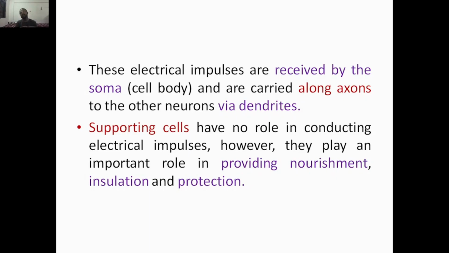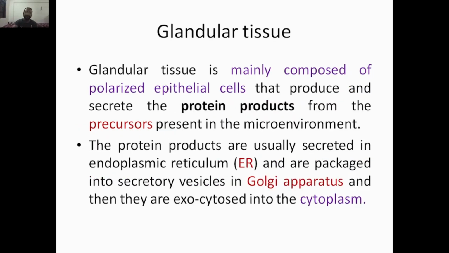Why? Because when there is an electric signal, the cell has to be nourished and protected. It should be given a myelin sheath, which will act as insulation. That is done by the Schwann cells and the astrocytes. They give nourishment, create the environment, and provide insulation as well as protection.